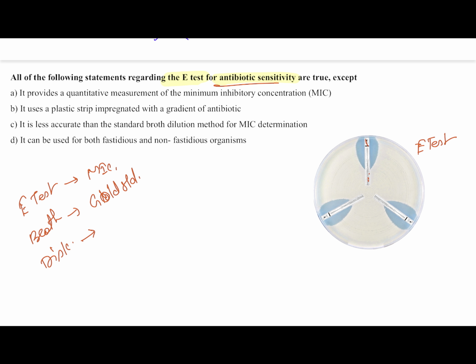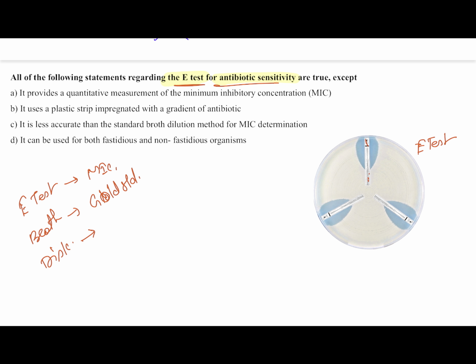Disc diffusion: we have a disc, and we put it onto the agar. We have an antibiotic-impregnated disc, and then we just see the zone of inhibition. If it is present, then the bacteria is sensitive to the antibiotic. If it is absent, then there is no sensitivity. You will not quantify the minimum inhibitory concentration in this, and you can use it only for non-fastidious bacteria, not for fastidious ones.